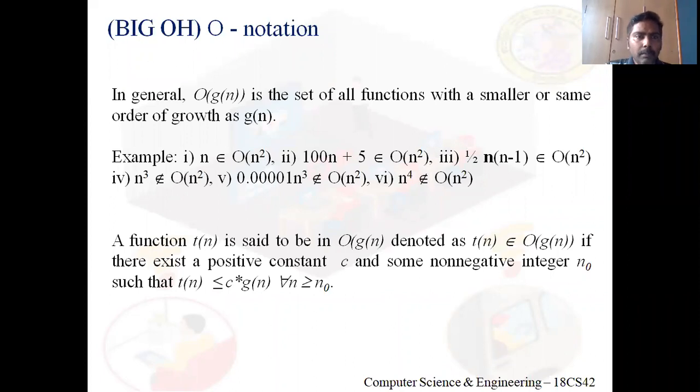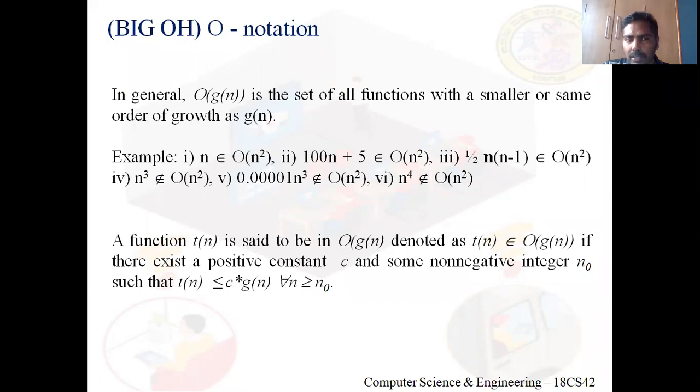So now let me explain big O notation. First, I will tell you informally what big O is, then I'll tell you the formal definition. So, a set. I think you know, a set is nothing but a collection of some elements. Clear?